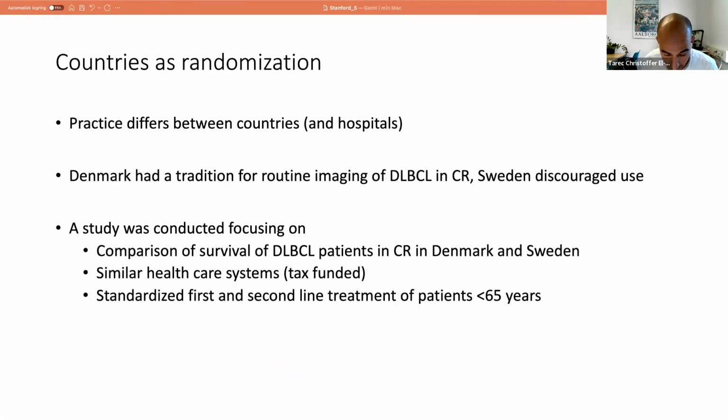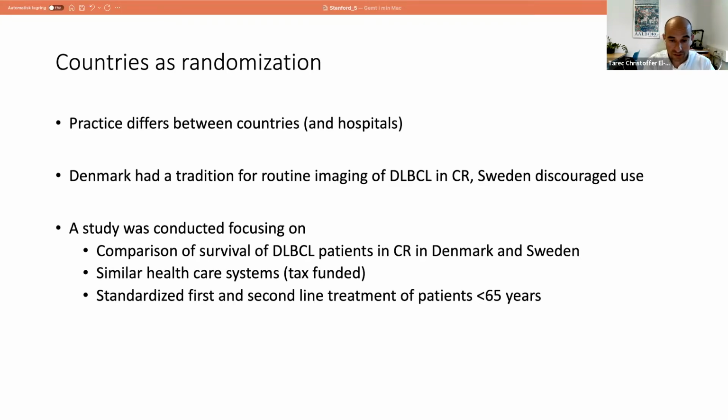So we did something else to see if we could come a little nearer to a conclusion on this. In this setting, we used the fact that, for example, in Denmark and Sweden, we have different practices regarding use of imaging during follow-up of diffuse large B-cell lymphoma. Sometimes you can also do this if you have 2 hospitals that have different practice. But in the Nordics, we actually had 2 countries which had completely different guidelines. In Denmark, we had a recommendation for imaging every 6 months for 2 years at a minimum, whereas in Sweden, the guidelines discourage imaging if you were in CR after first-line treatment in DLBCL.